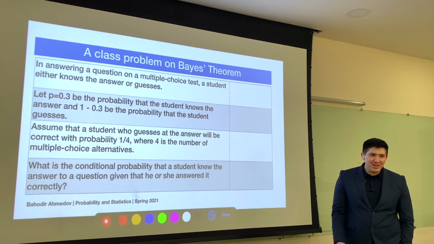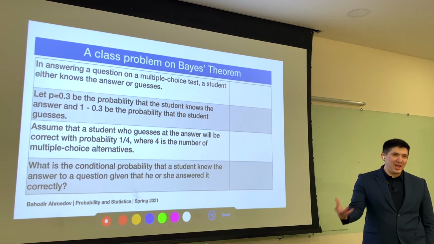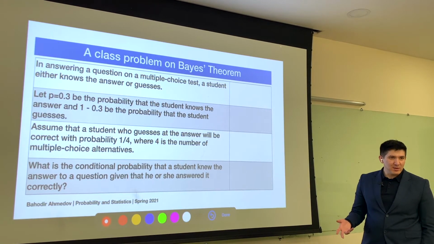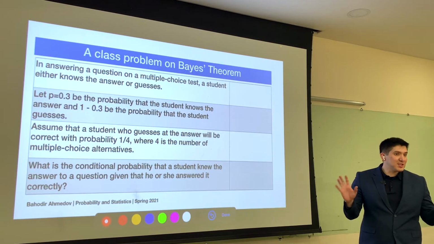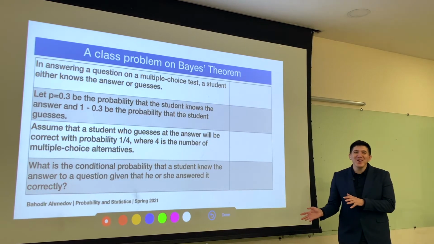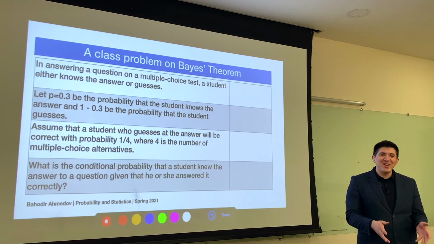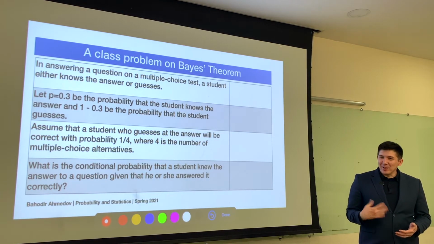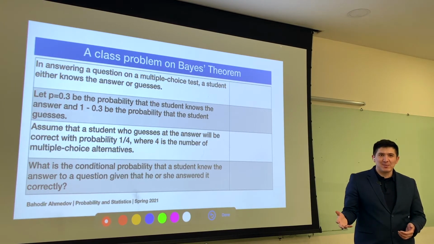So the probability that Alexander is not prepared well for the midterm, and the probability that he will know the answer is 30%. If he knows the answer, he's going to answer correctly for sure. Let's assume that, because sometimes even then you cannot answer correctly. So let's assume that if he knows, he can answer correctly. But the probability that he will get a question he doesn't know is 70%.